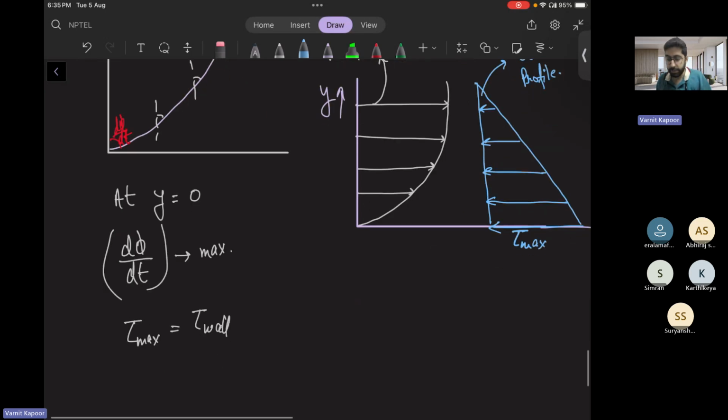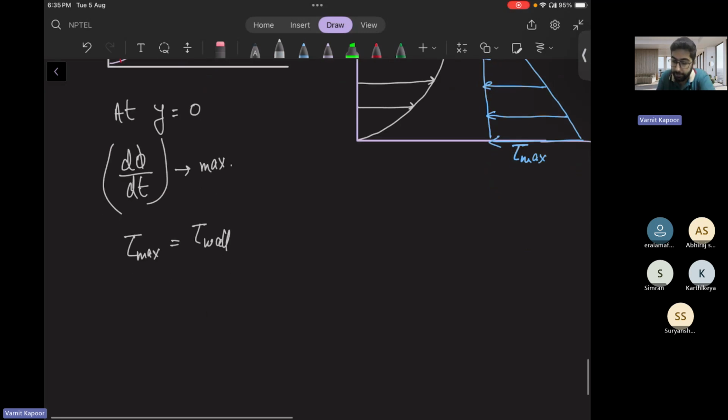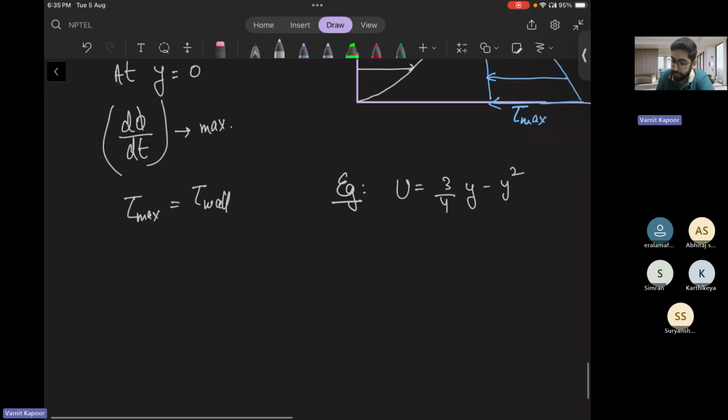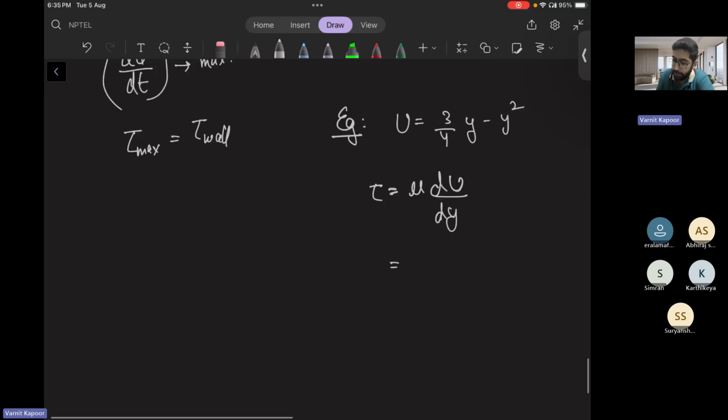Okay, great. We did one example in the last tutorial where the velocity profile was given as 3 by 4 of y minus y square. Shear stress is mu du by dy. If you differentiate it, it will be mu times 3 by 4 minus 2y. So if you increase y, your shear stress is going to decrease. With increase in y, moving in the upward direction, the shear stress decreases. Okay, clear? Any doubts about understanding this topic?